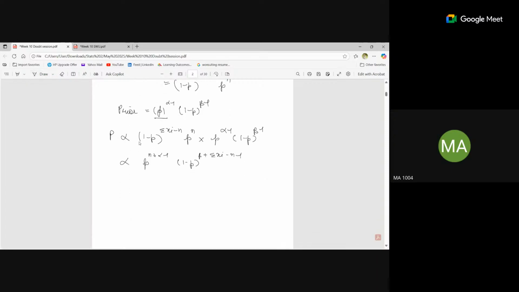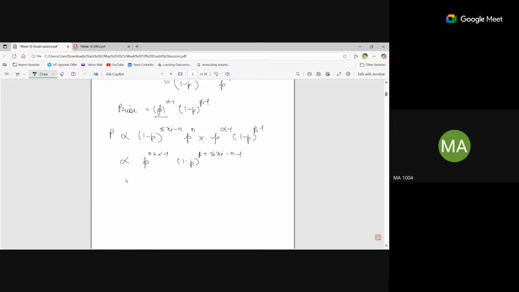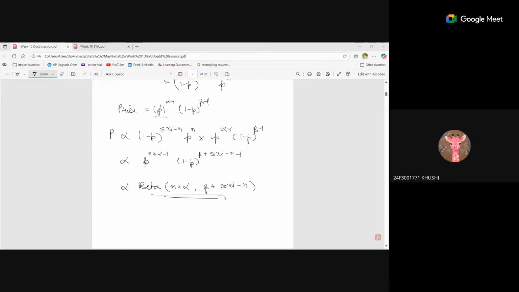Now, which distribution is it following? Something like beta. It will be beta with alpha as n plus alpha, correct, and beta as beta plus summation of xi minus n, correct. This is just the general formula. Got it? How to solve it? Did you get the solution? Excuse me, ma'am. Can you scroll a bit up?